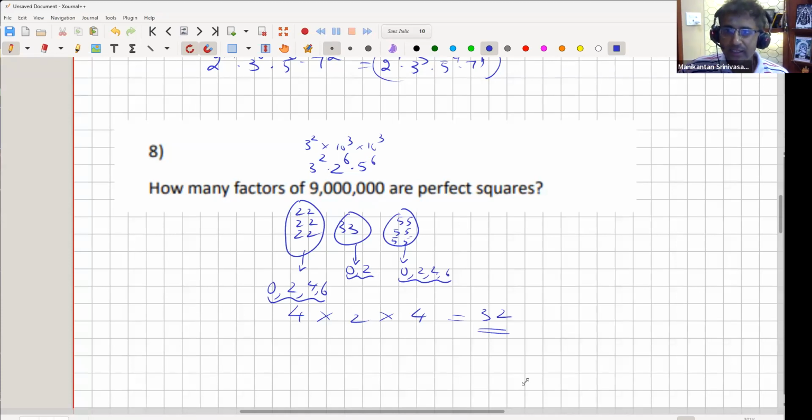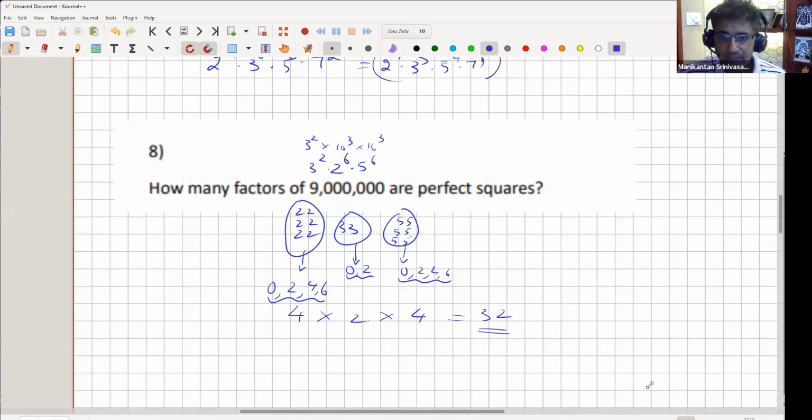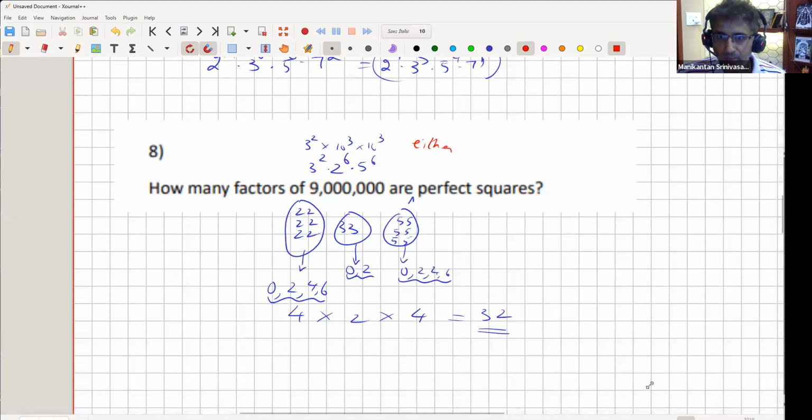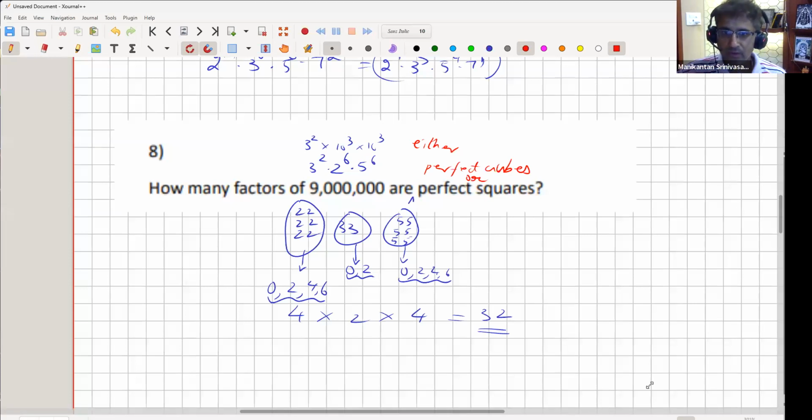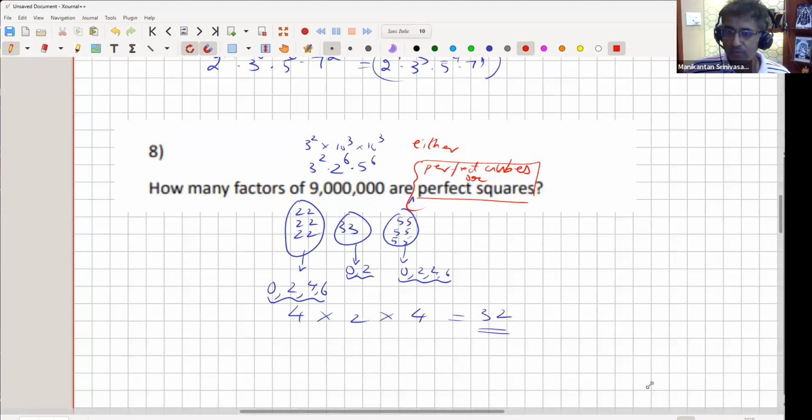Let me ask an extension to this question. I will ask how many of these factors are either perfect cubes or perfect squares. Now can we do the revised question? Either perfect cubes or perfect squares.